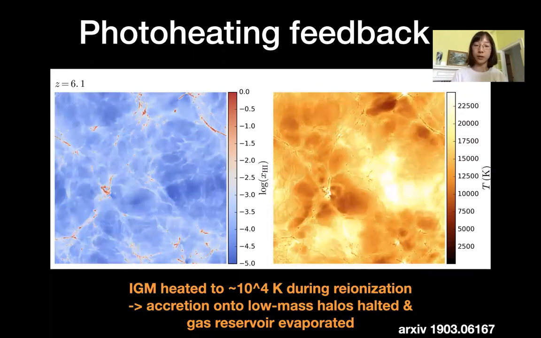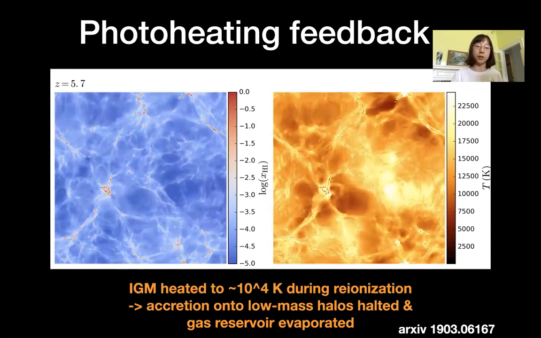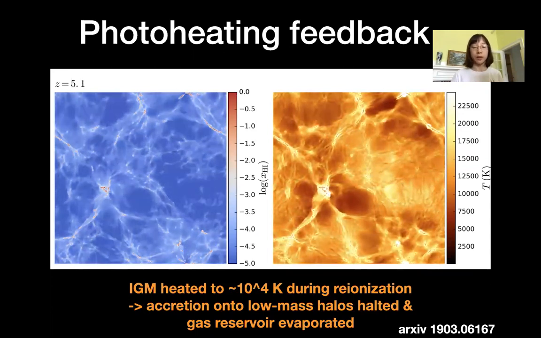As you can see, the reionization process really drives the IGM temperature to over 10^4 Kelvin, which holds back the accretion of gas onto the low mass halos with masses below about 10^9 solar masses. Also, because these low mass halos have shallow potential wells, their gas reservoir will finally get evaporated. Both these processes contribute to the suppression of the star formation rates in these low mass halos. That's the effect of photoheating feedback. And we do expect that photoheating feedback will suppress the faint end slope of the UV luminosity function.